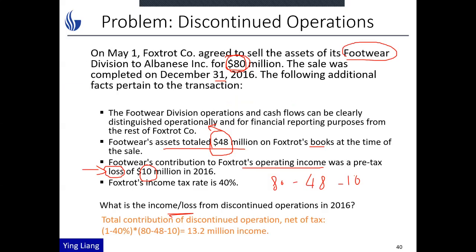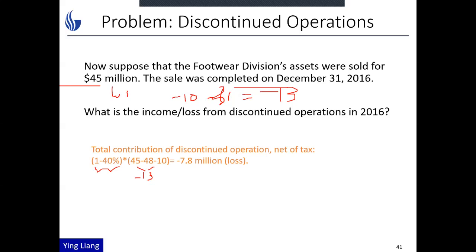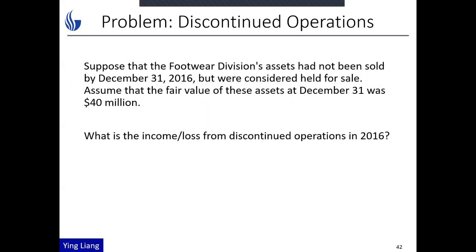So if we consider these two formulas, 1 minus 40% times the selling price minus the asset's book value, plus or minus the operating income or loss, while this one is 1 minus 40% times price minus the book value minus the operating income or loss, this is exactly the same, right? So the calculation for this income tax benefit or income tax loss, it's just a name. Calculation is totally the same. So that makes our life much easier.